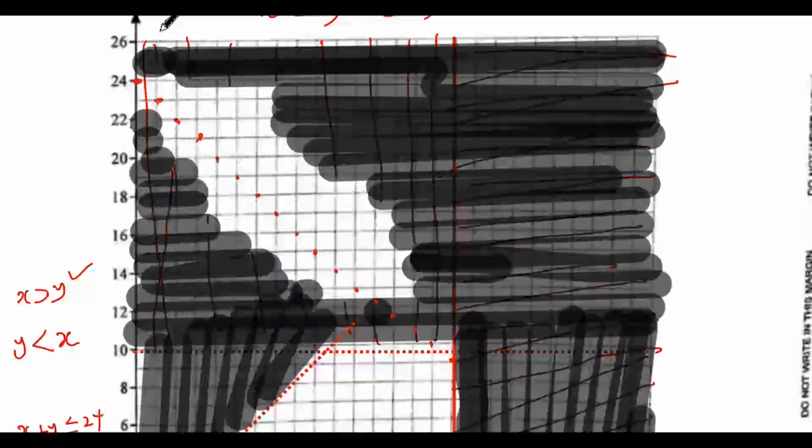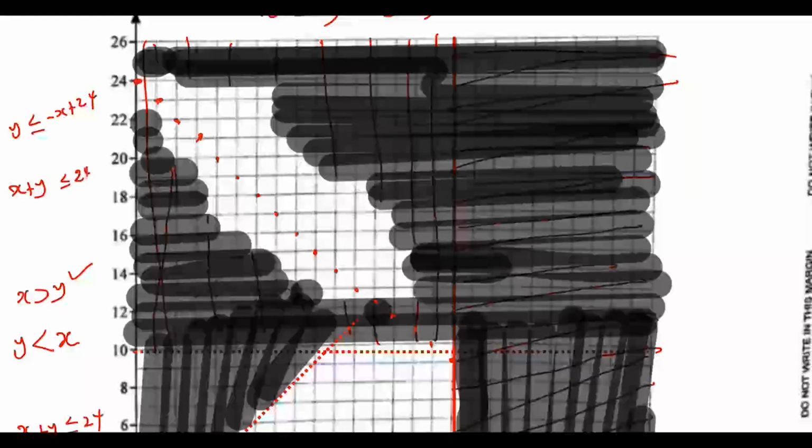So you just have to draw a line like this. You only need this part. That's all. So this will be y equals minus x plus 24. What we need is y less than or equal to minus x plus 24. Or if you want, you can still use x plus y less than or equal to 24.